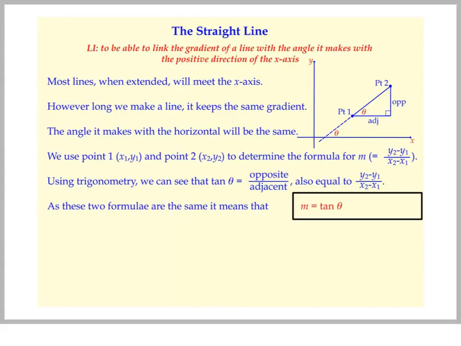In that case, what we can do is link the gradient m with the tan of the angle. So m equals tan theta. It works the other way as well. Tan theta is also equal to m.